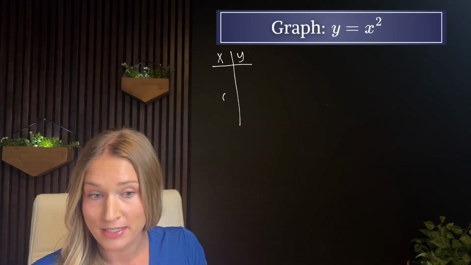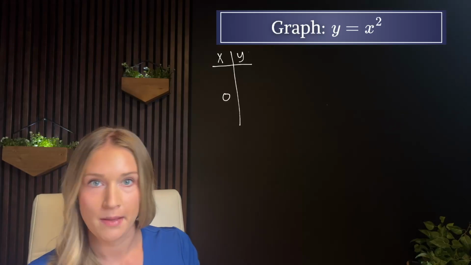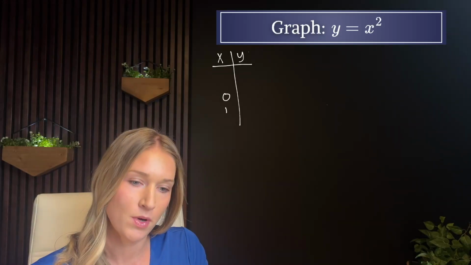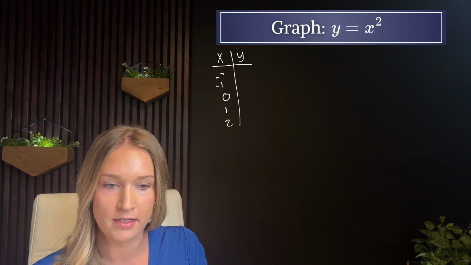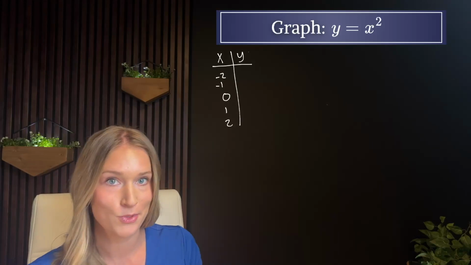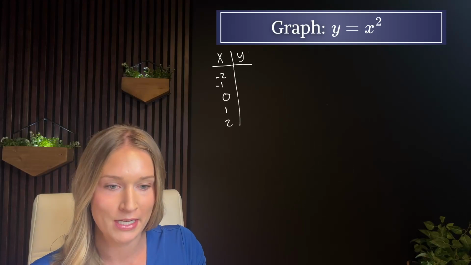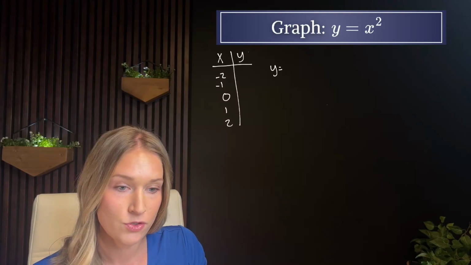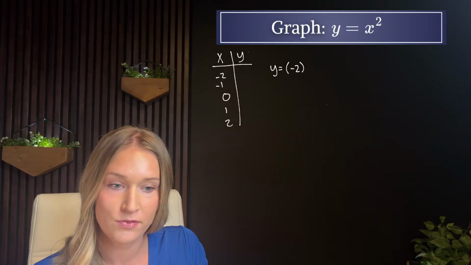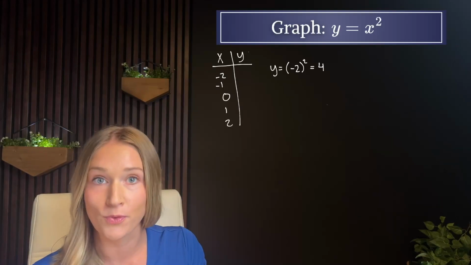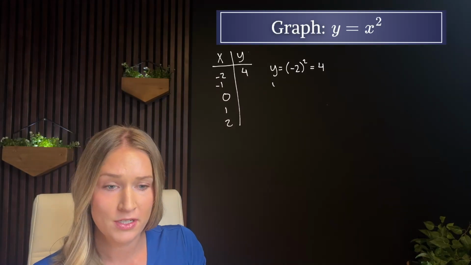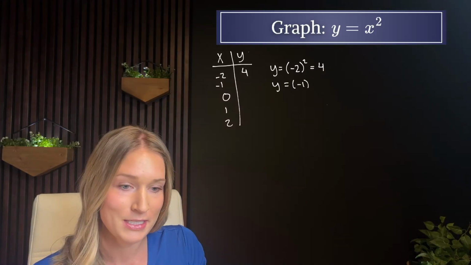Usually we want to start with 0 and then do a couple numbers above and a couple numbers below 0. So I'll go 0, 1, and 2, and then -1 and -2. And all we do is we take these numbers and we throw them into x, we do the calculations, and then we fill out our table. So when x is -2, my y is going to be -2 squared, which is +4. So +4, and I'm just going to do this for all of the values in my table.